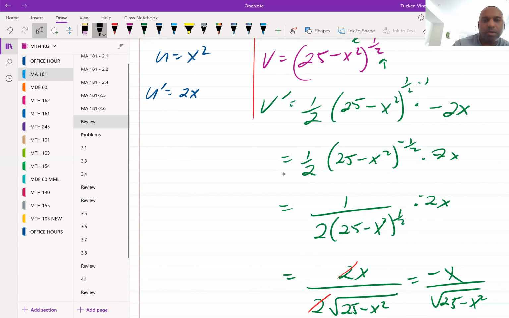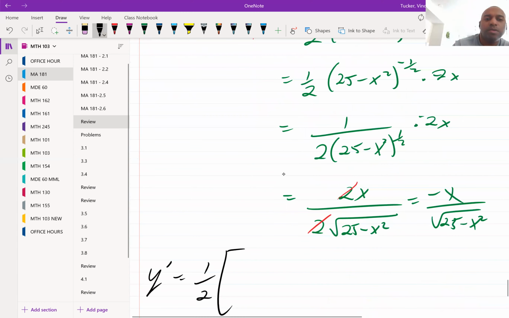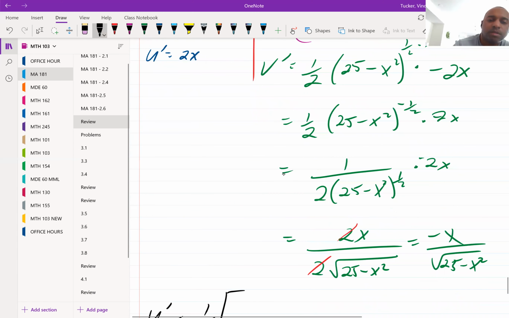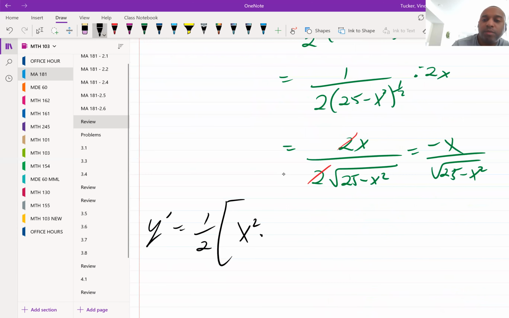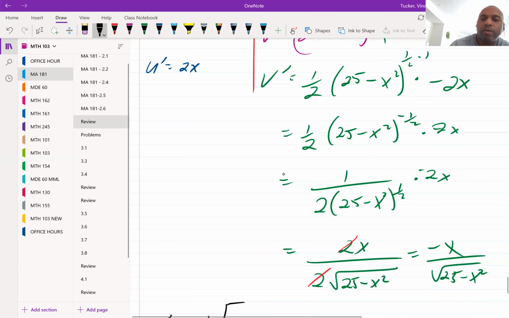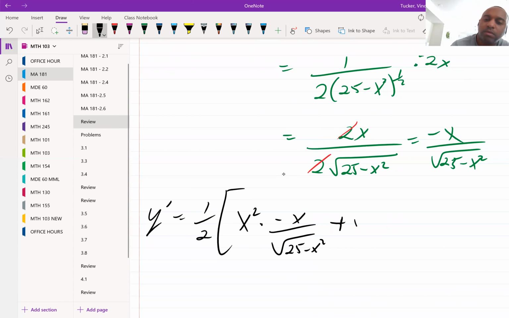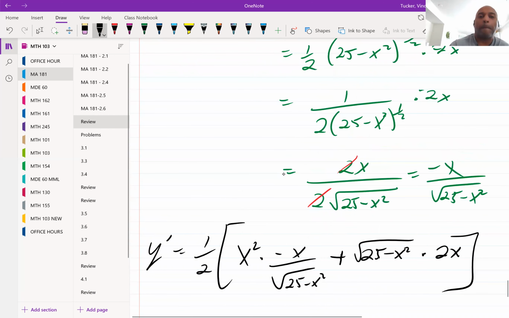So I should be able to put it all together. I'm looking at u, which is x squared, times v prime, negative x over the square root of 25 minus x squared, plus v, which was the square root of 25 minus x squared, times u prime, which is 2x.